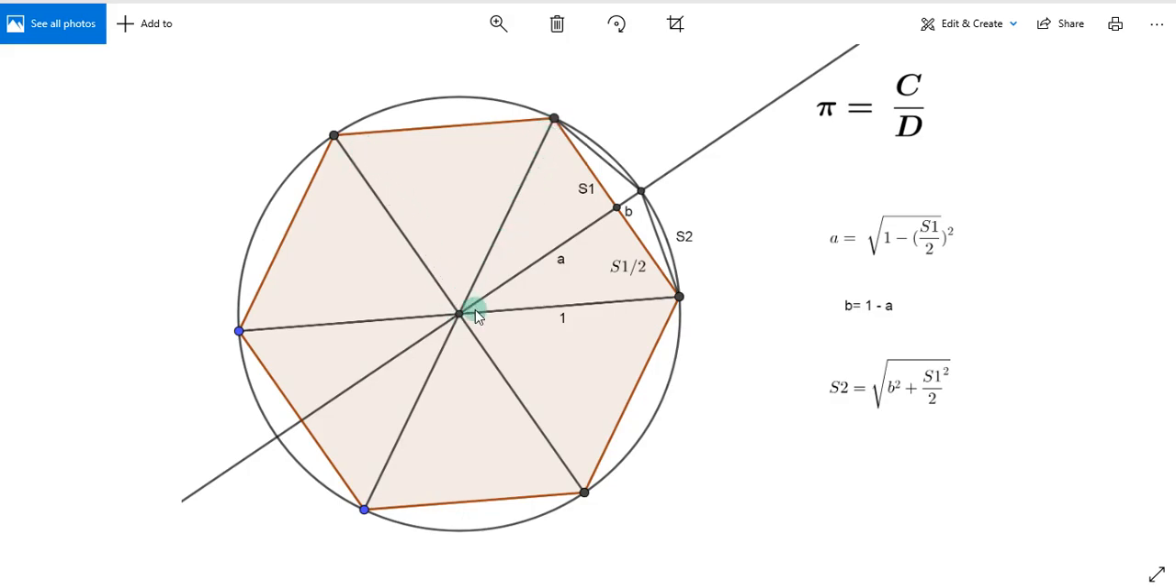So this is also 1, 1, 1, and this polygon's side length is also 1, because this is a regular triangle. This is 1, this is 1, and this is 1.